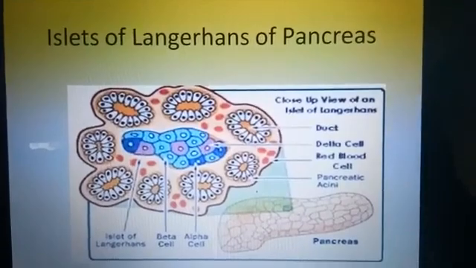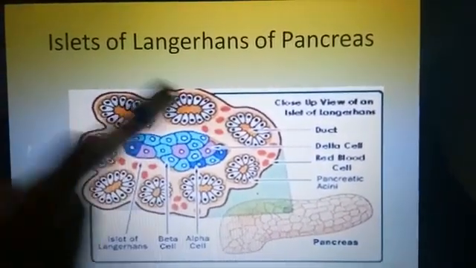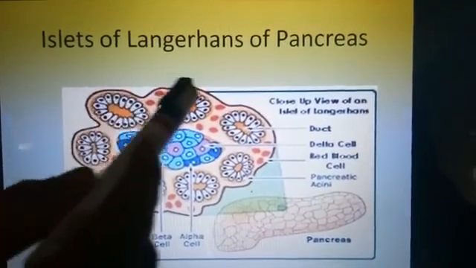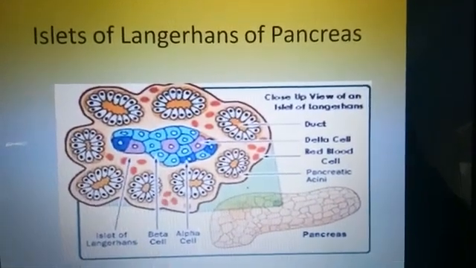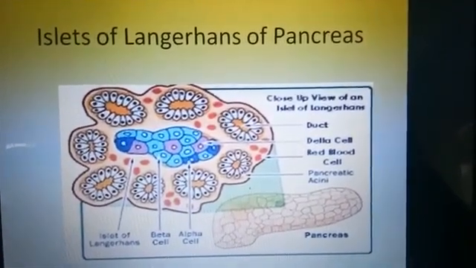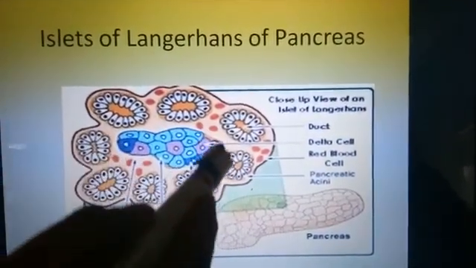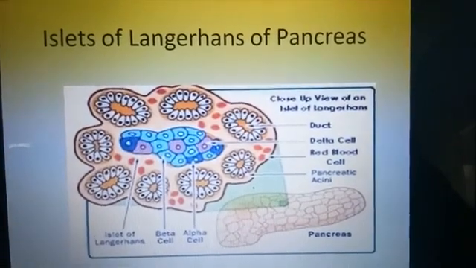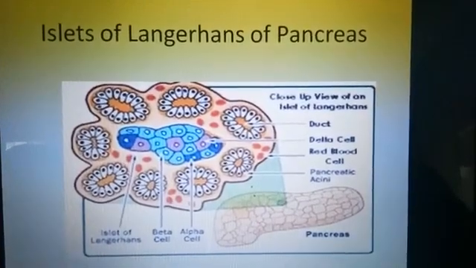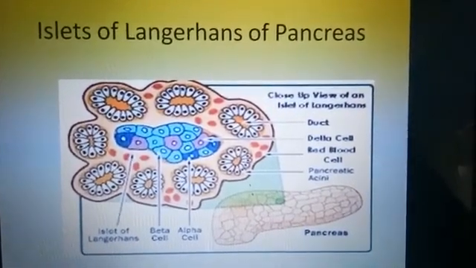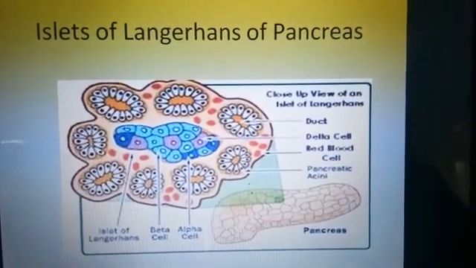Here you can see the TS of pancreas, and inside the pancreas you can see that there are cells, and these cells, the white colored round structures, are acting as the exocrine part which releases enzymes. So that is the exocrine part of the pancreas, and here in the center they have shown you one blue color part, and that part is acting as the endocrine part of the pancreas. And these endocrine cells of the pancreas are called islets of Langerhans.